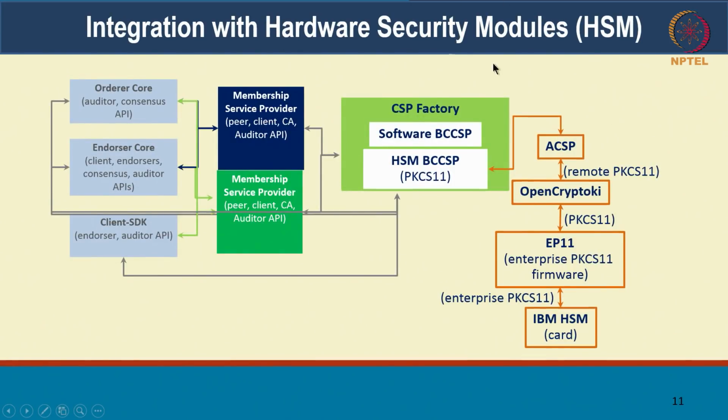So this is an example integration of hardware security modules with Hyperledger Fabric. These are the usual Fabric components: orderer, endorser, client, and so on. As I mentioned, there is a membership service provider along with this, and that membership service provider interfaces with a crypto service provider, a CSP. So there could be a CSP in software, or it could be an HSM-based CSP, right?